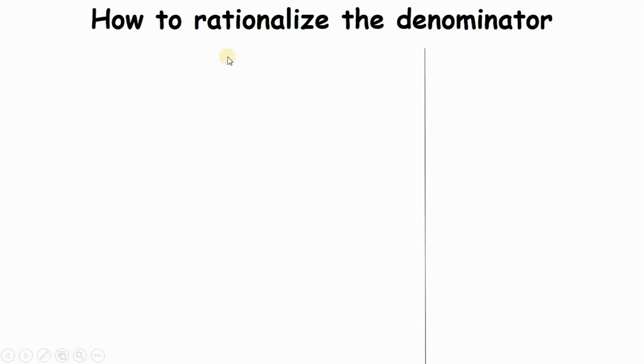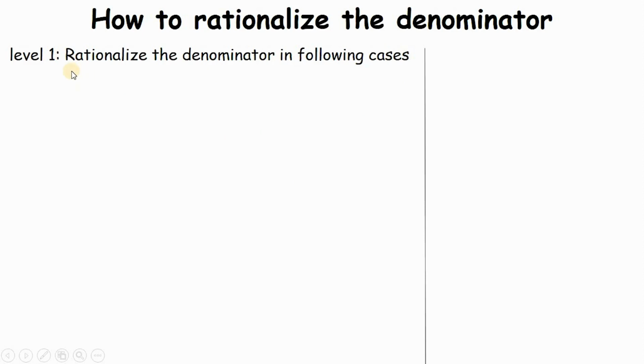Okay, how to rationalize the denominator. Now the level 1. Level 1 is the simplest type of questions. Here the question says to rationalize the denominator in the following cases. We have A, 2 by root 5; B, 60 by 7 root 10; C, minus 6 by root 12; and D, 7 by 2 root 14. I'll do the first 2 examples, and I want you to do the third and the fourth examples.